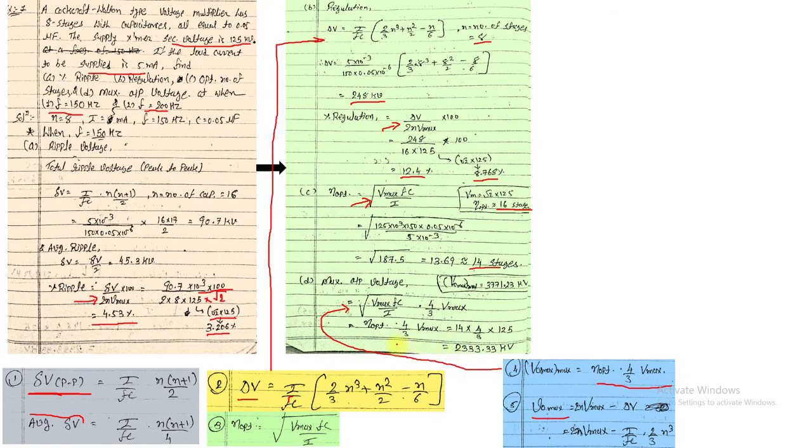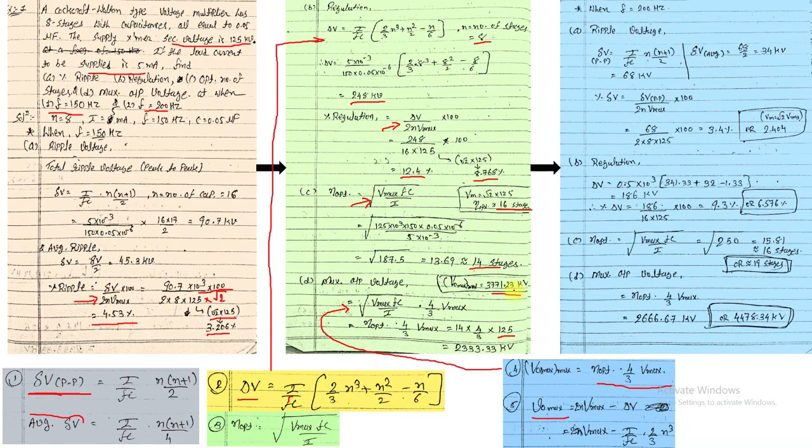Correspondingly you will get 2333.33 kV if you are considering 125 as the maximum voltage. But if you are considering it as RMS, then you will get 3771.23 kilovolt. That is your maximum output voltage. So you can reach up to either 14 stages or 16 stages. Beyond that, it will reduce the maximum output voltage.